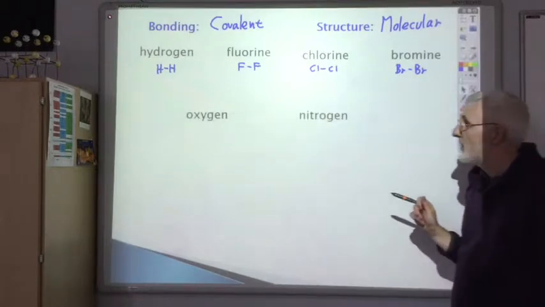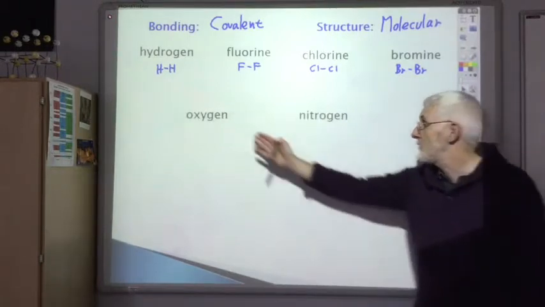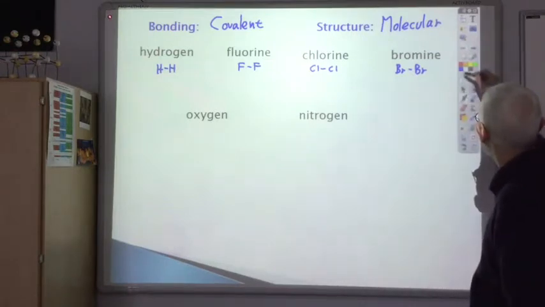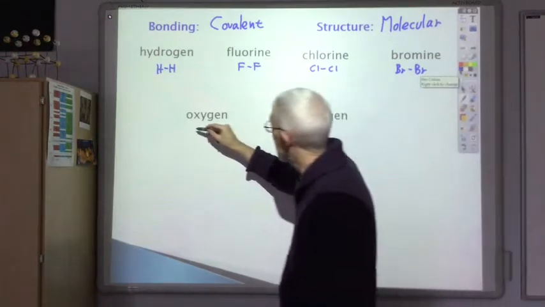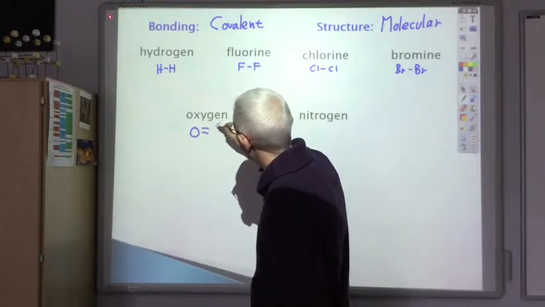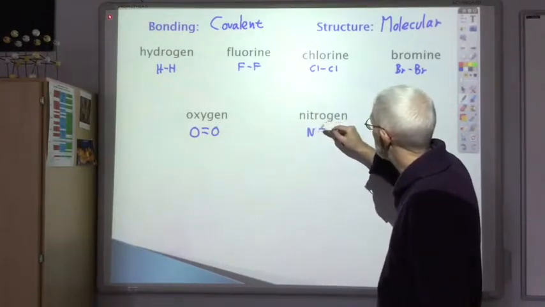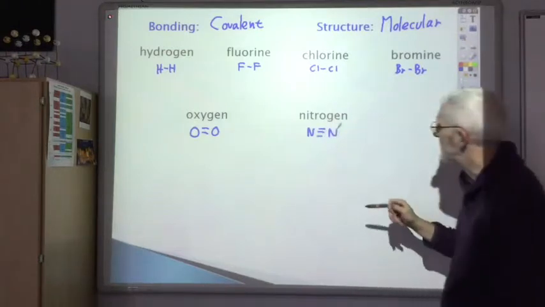Oxygen and nitrogen, however, have got a valency of 2 and 3 respectively, so they form slightly different diatomic molecules. Oxygen's O2, but it's got a double bond between the atoms, and nitrogen, it's got a triple bond between the atoms.